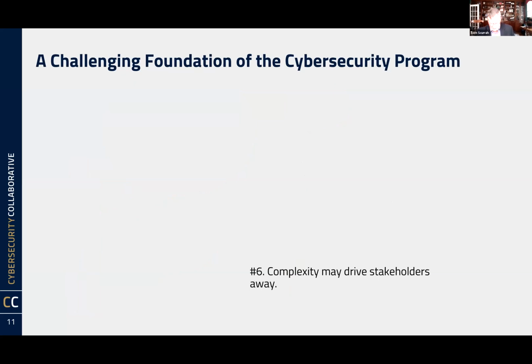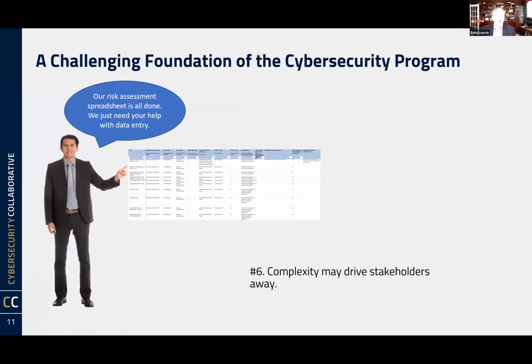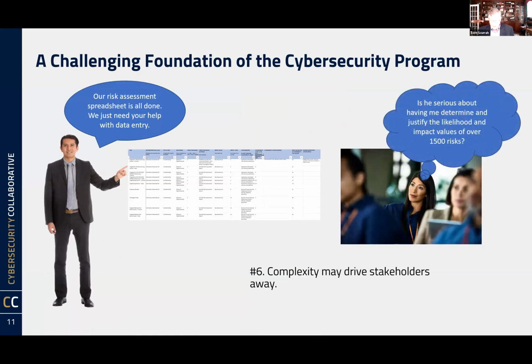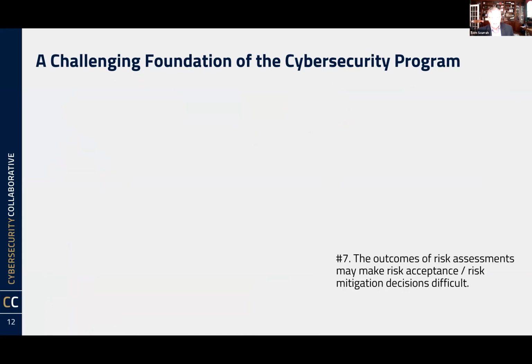The sixth is complexity may drive stakeholders away. Stakeholders are going to provide input. So here's an example. Our risk assessment spreadsheet is all done. We just need your help with data entry. And someone's saying, is he serious about having me determine and justify the likelihood and impact value of over 1,500 risks? Some of these things can be very complex, and asking stakeholders to provide input on that can be very time consuming and challenging.